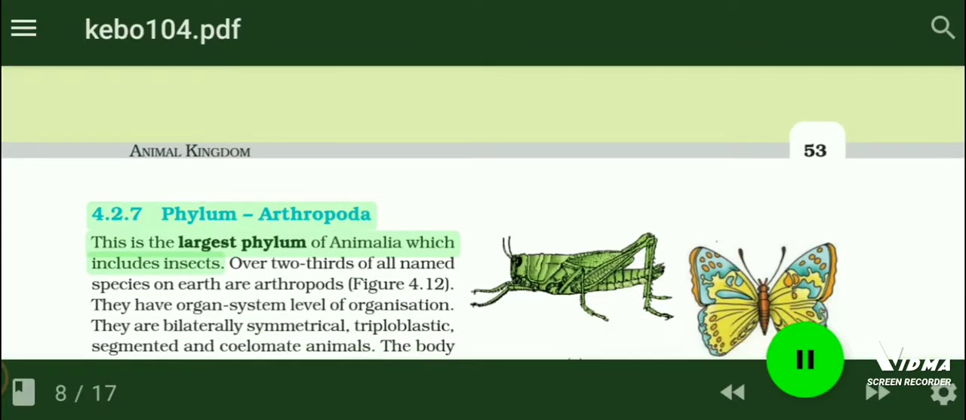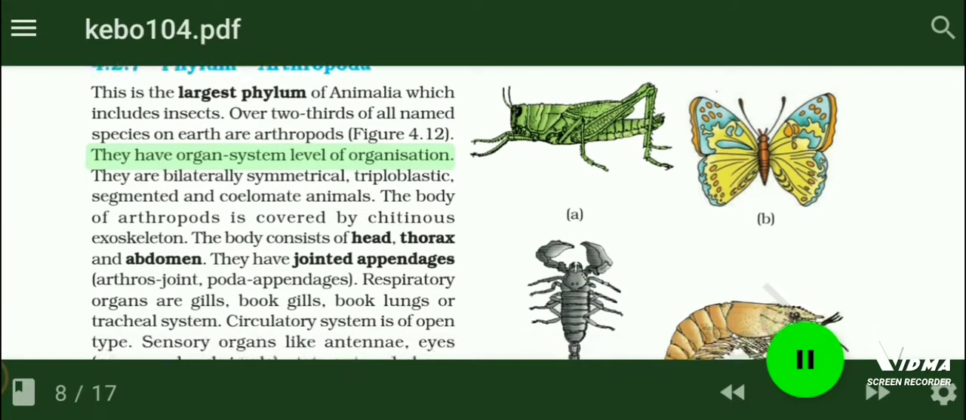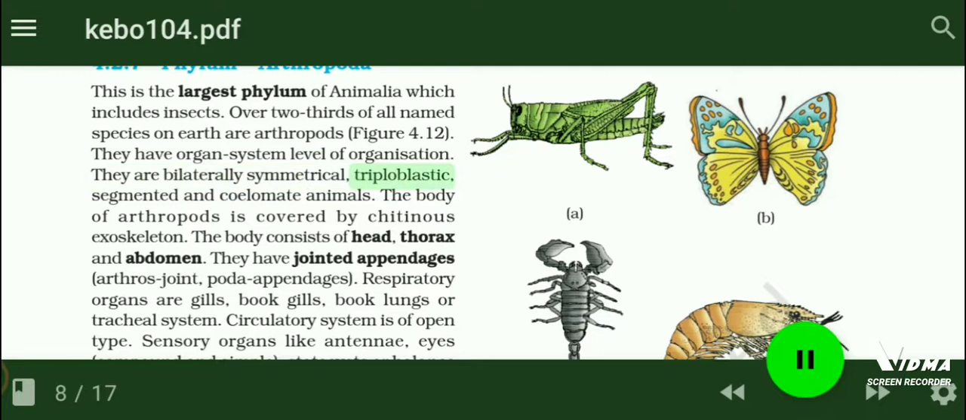4.2.7 Phylum Arthropoda. This is the largest phylum of Animalia which includes insects. Over 2/3 of all named species on Earth are arthropods. Figure 4.12. They have organ system level of organization. They are bilaterally symmetrical, triploblastic, segmented and coelomate animals.